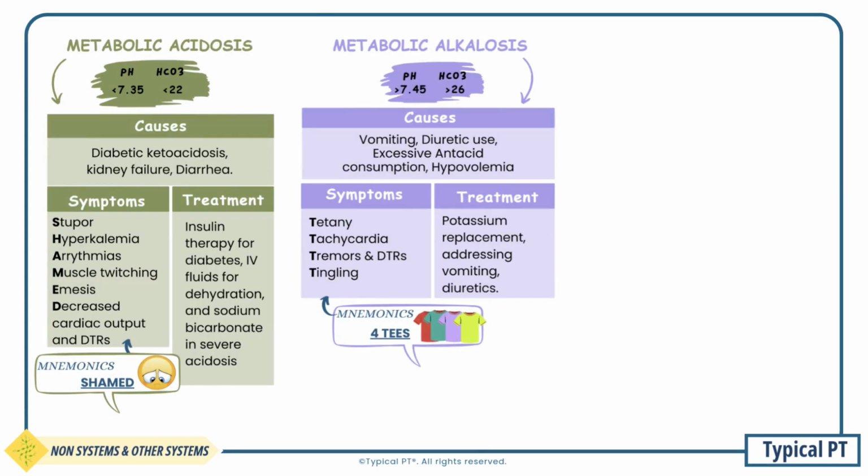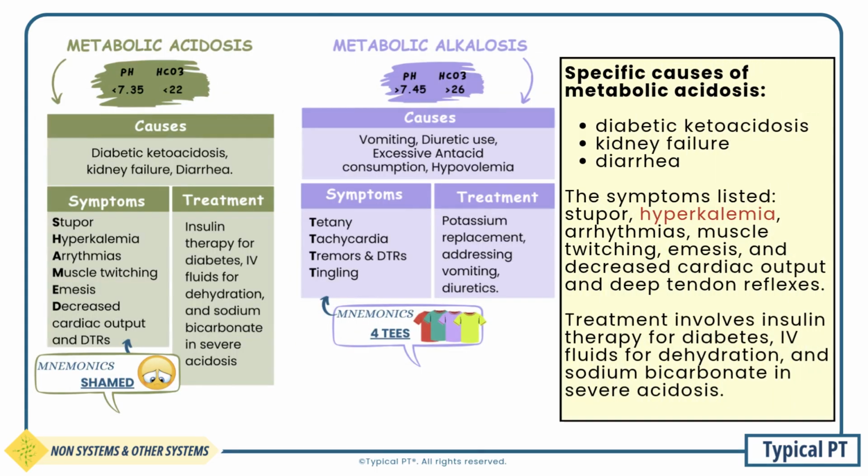The diagram also shows the specific causes of metabolic acidosis: diabetic ketoacidosis, kidney failure, and diarrhea. The symptoms listed include stupor, hyperkalemia, which is exactly what our question is asking about, arrhythmias, muscle twitching, emesis, and decreased cardiac output and deep tendon reflexes. There's even a helpful mnemonic, SHAMED, to remember these symptoms. Treatment involves insulin therapy for diabetes, IV fluids for dehydration, and sodium bicarbonate in severe acidosis.